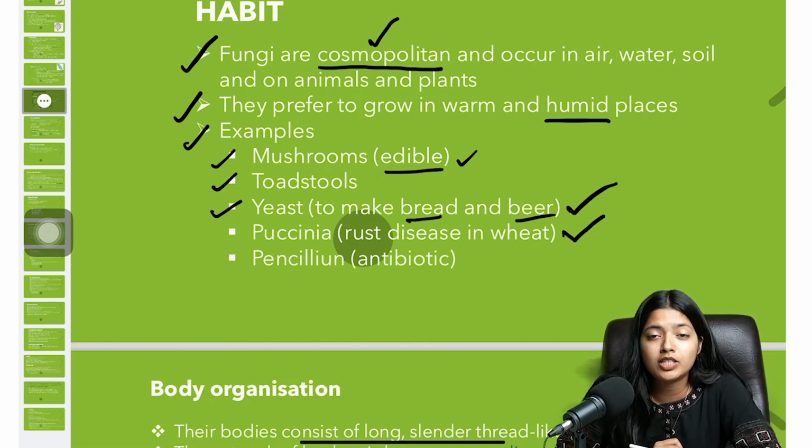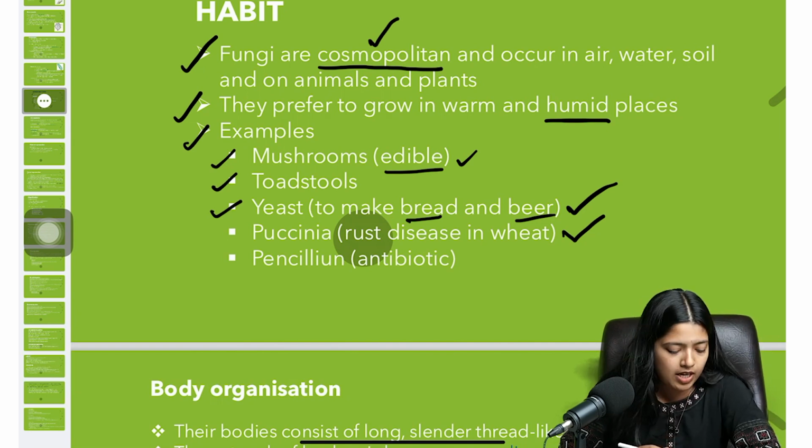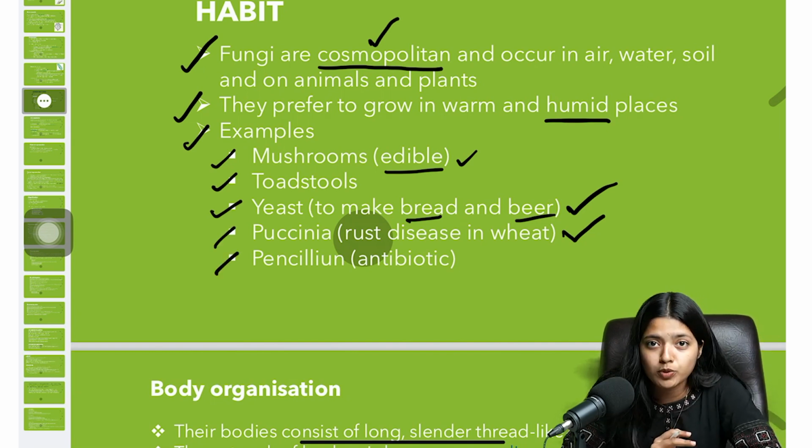Penicillium is an antibiotic. It is used as an antibiotic. Okay, so these are the points. Examples: mushrooms, toadstools, yeast, penicillium and puccinia. Okay, the economic importance is important.